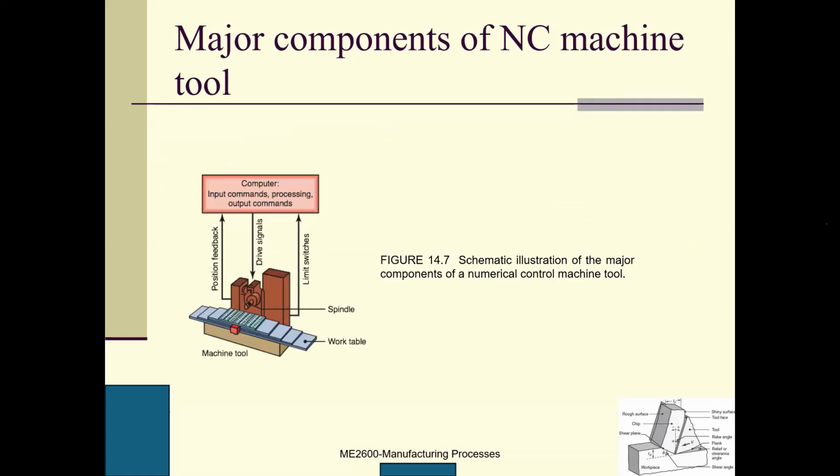Here we talk about the major components of an NC machine tool. This is the machine tool. The computer handles input commands, processing, and output commands. Here is the position feedback, this is the drive signal, here are the limit switches, and here is the work table. So these are the components. This is a computer; it needs to know the position of your tool and the position of your workpiece.